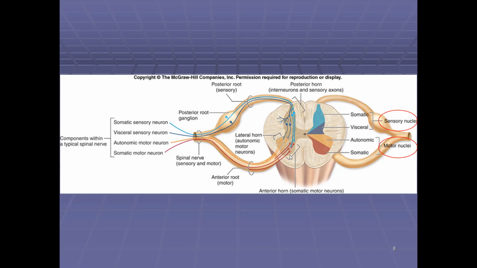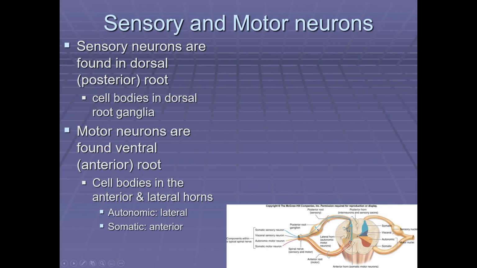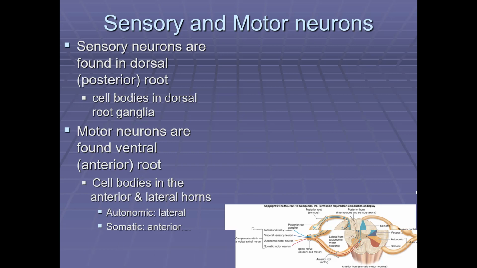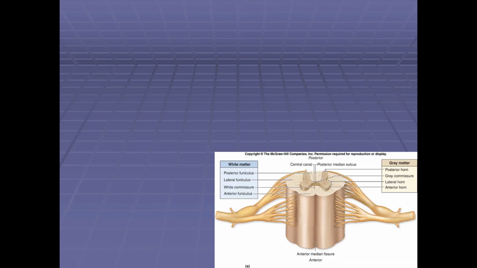So if I go back to this slide, it should just reinforce what I just said. The sensory neurons are found in the posterior root, also called the dorsal root. Cell bodies are in this posterior root ganglion. Motor neurons are in the anterior, also called the ventral root, and the cell bodies are either in the lateral horn if they're autonomic or anterior horn if they're somatic. All right, so that takes care of that, and those are all important points.